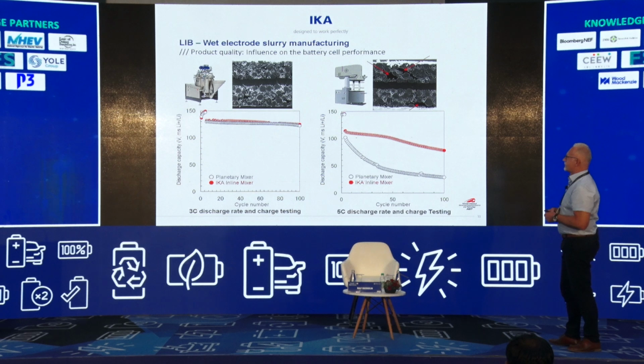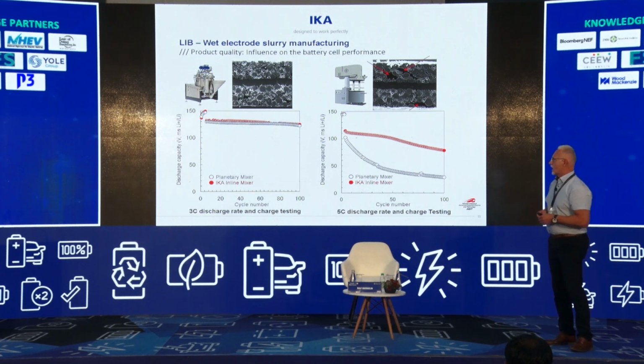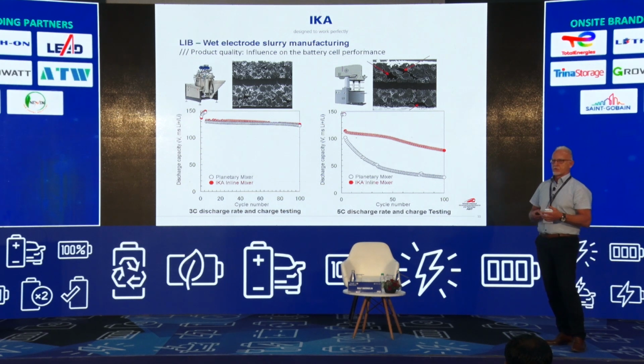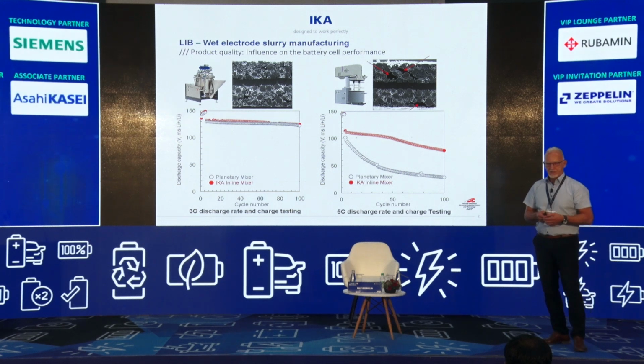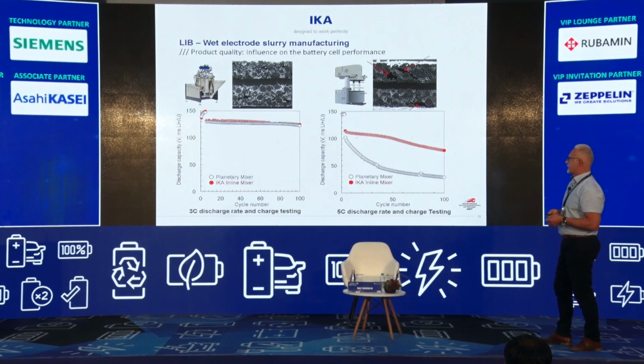So now a few slides which explain how the wrong selection affects things. One, of course, can be product quality. Here is an example of not well dispersed conductive material, which finally even affects the cell performance, for example the electrical conductivity.